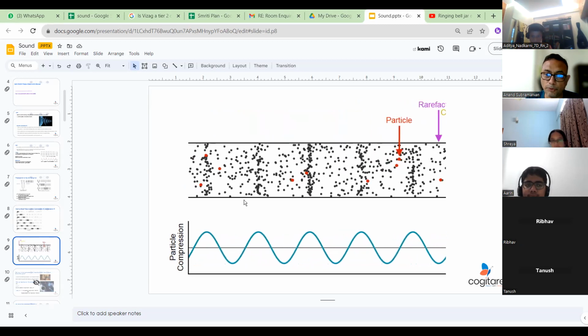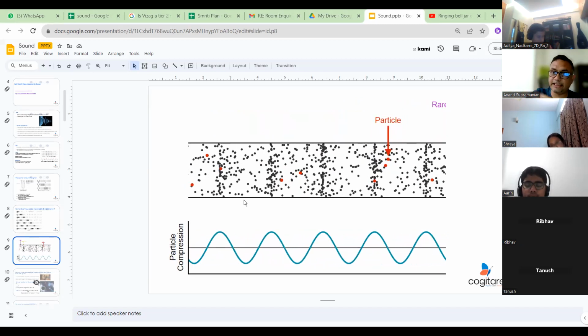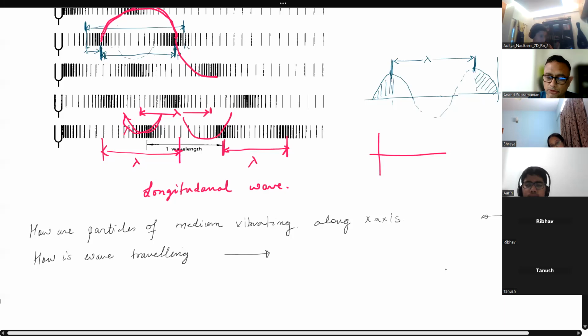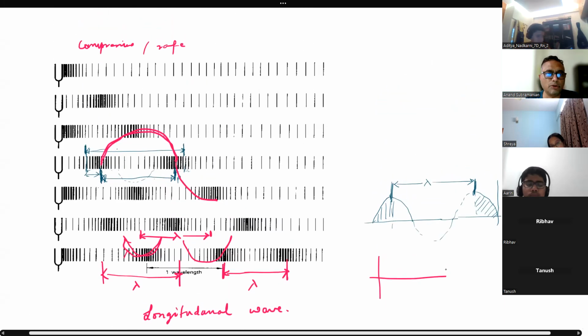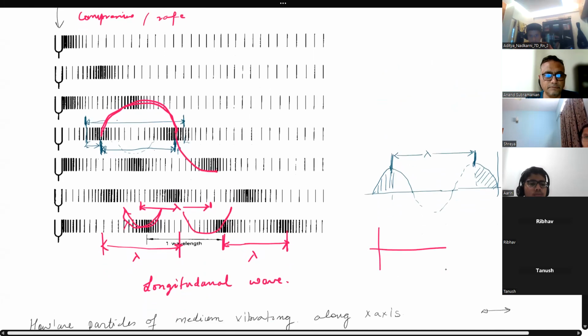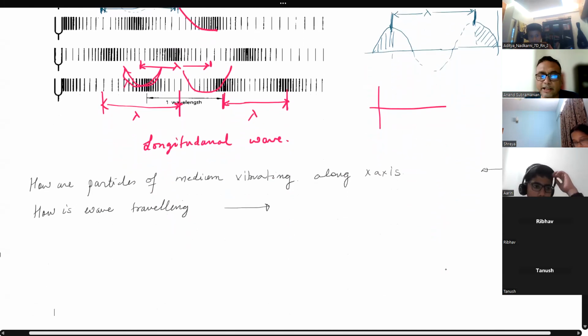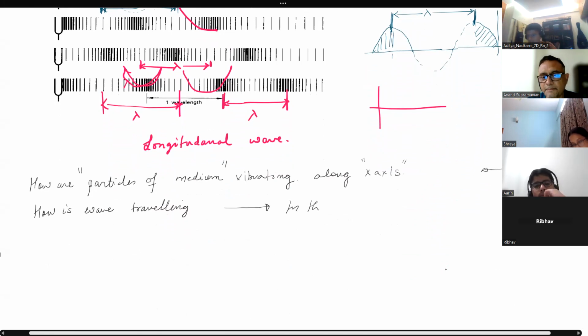Don't worry about how we represent it. We are representing it like the sine curve. But actually, the sound wave is like this. This is how the sound wave is. This is called the longitudinal wave. What does longitudinal wave mean? The particles of the medium are vibrating in one direction, and the wave is also traveling in the same direction. So the vibration of the particles and the direction of propagation are the same.